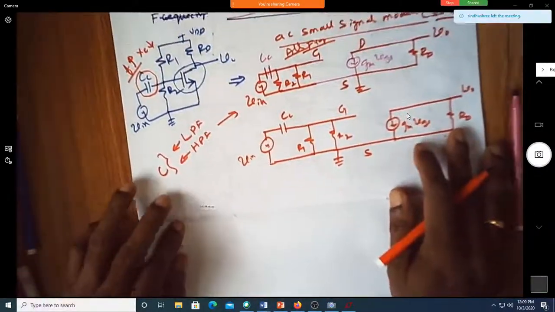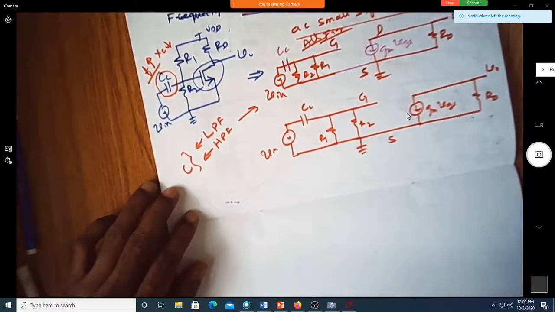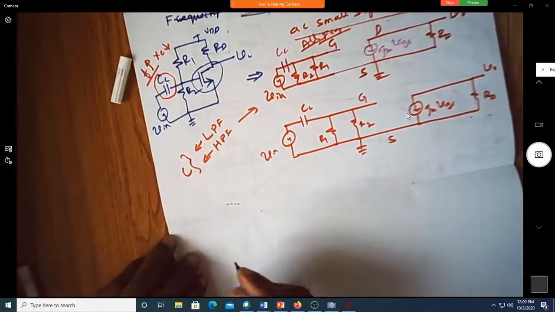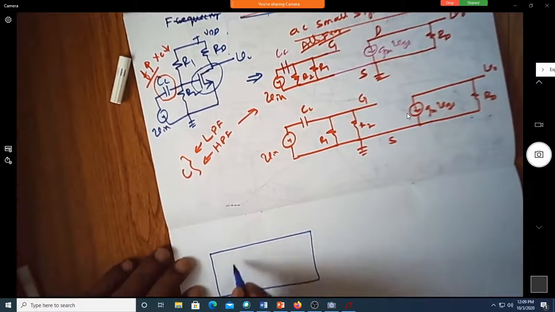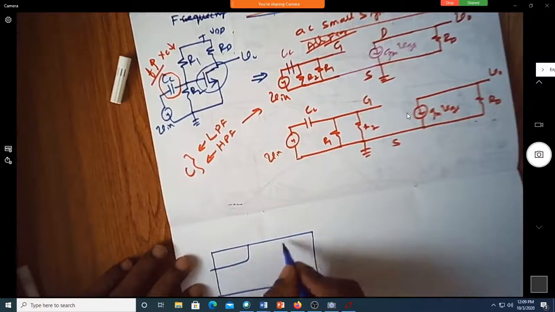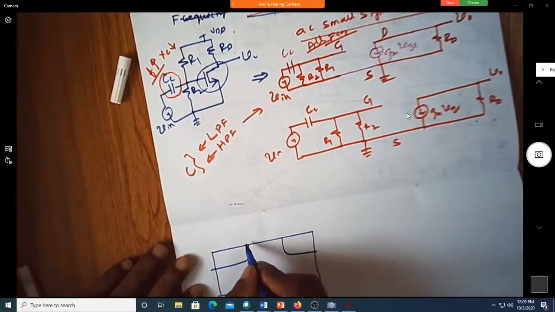The other major correction is, if you can remember, the MOSFET cross sectional view. This was the cross sectional view of the MOSFET. I'm just writing it here.